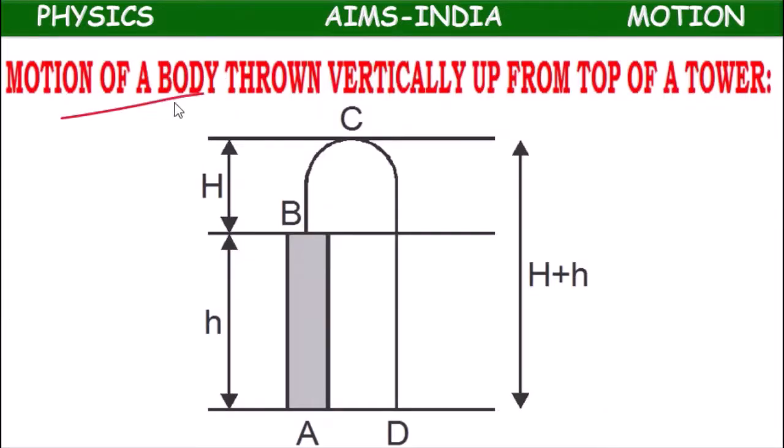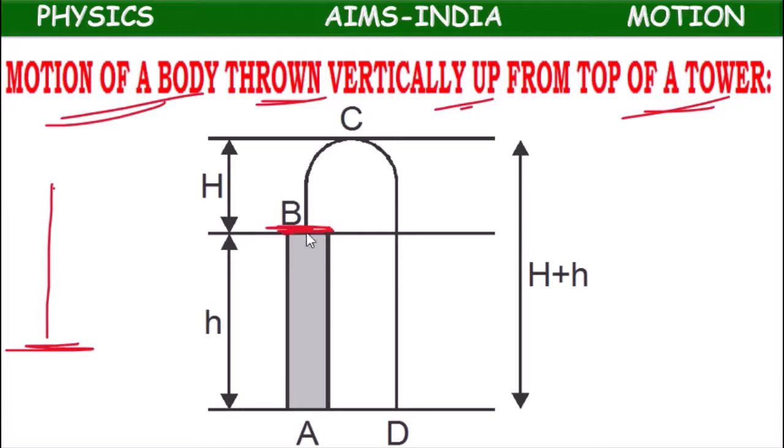Now, the motion of a body thrown vertically up from the top of a tower. Until now we were throwing it from the ground, but now we throw it from the top of a tower. AB is the tower height here, which is equal to small h. From there we have thrown it up, it went up to C. This B to C height is capital H. From C it falls downwards up to D. This C to D is capital H plus small h.